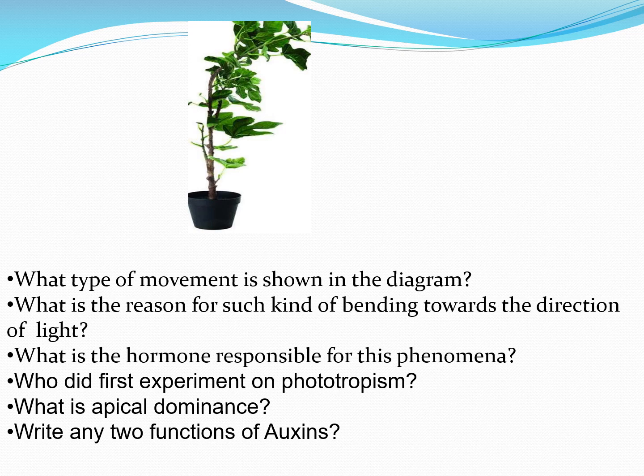First question, what type of movement is shown in the diagram? It shows positive phototropism. Plant bending towards the source of sunlight. Next question. What is the reason for such kind of bending towards the direction of light? Auxins are responsible for that. Actually, shoot tip shows positive phototropism. That means growth of the plant towards the source of sunlight.